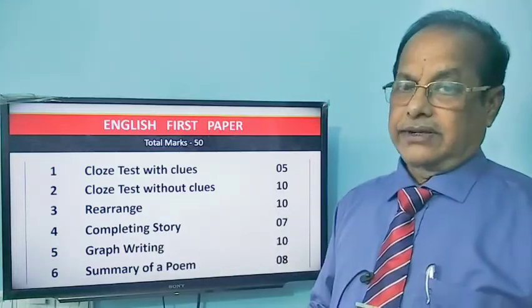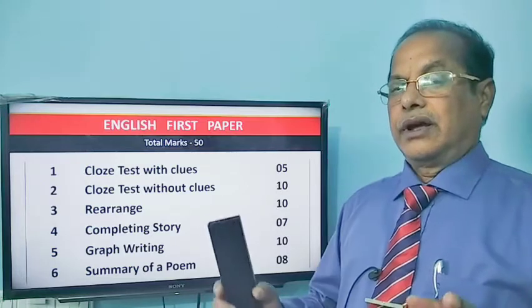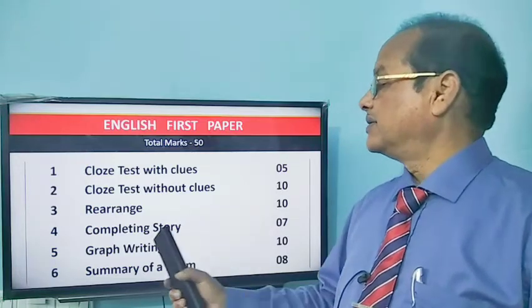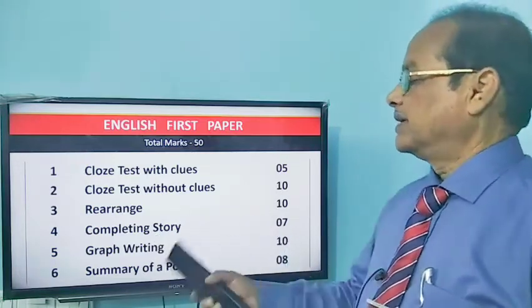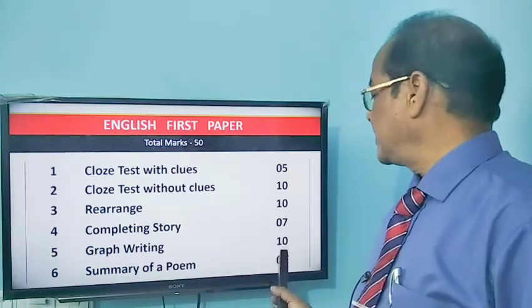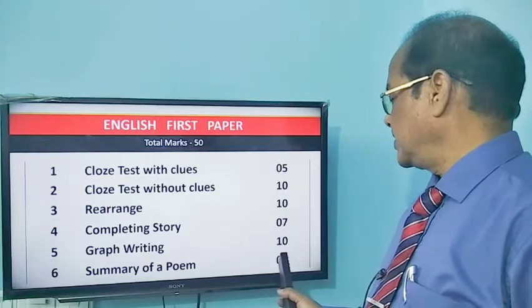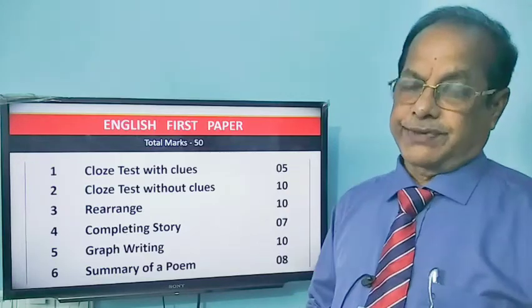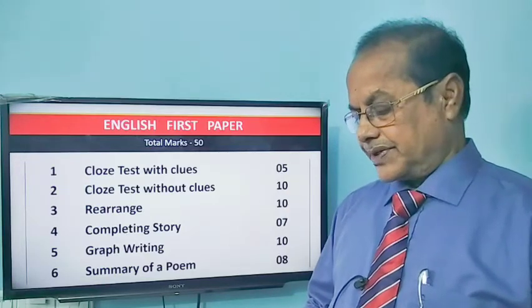Graph writing. This is common to you. Graph writing will be at number 10. And summary of a poem, that is appreciation of poem, number 8. All this in total is 50. That will be in the first paper. And let us go to the second paper also.